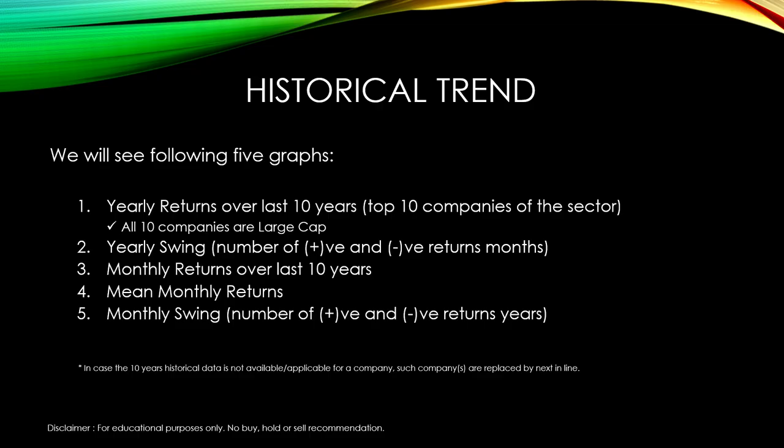The third graph will be the monthly returns over the last 10 years, in which we'll see the positive and negative returns in each month over the last 10 years. Fourth graph will be the mean monthly returns graph, in which I have taken the mean or the average of returns in every month over the last 10 years. And finally, the fifth graph will be the monthly swing graph, in which we'll see the number of positive and negative return years for each month over the last 10 years.